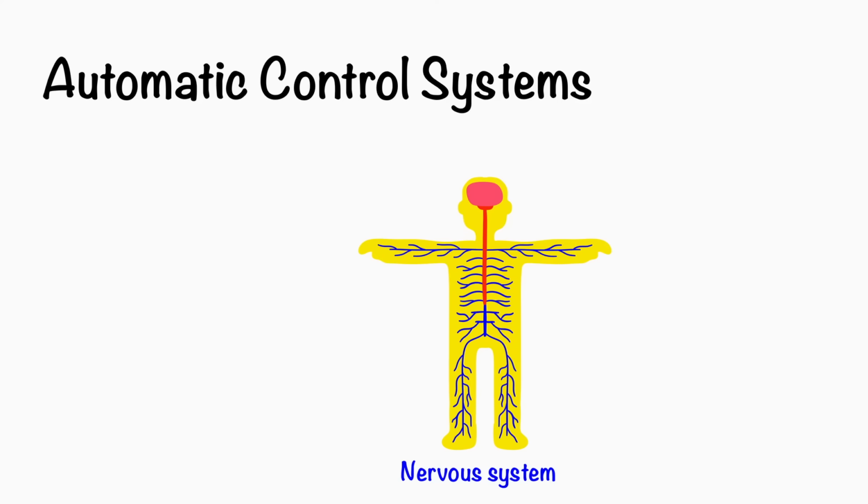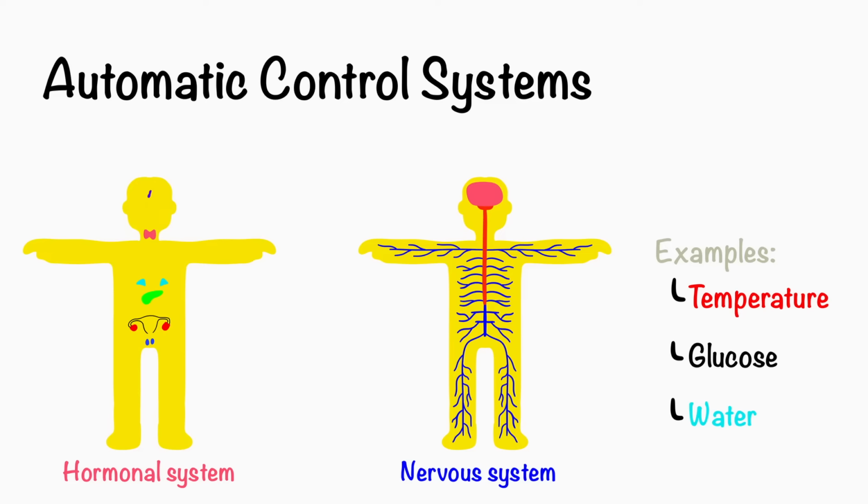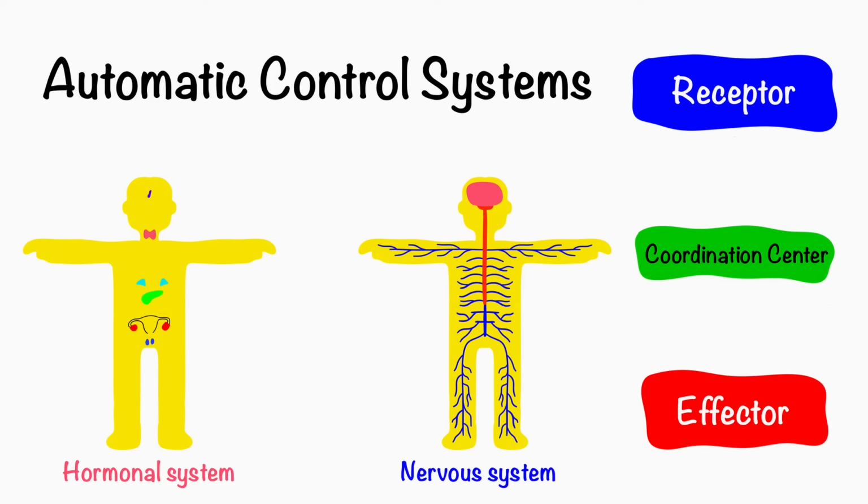Our bodies have several automatic control systems that regulate our internal environment. These include both nervous and hormonal communication systems. For example, there are control systems that maintain your body temperature, blood glucose level, and water content. All your automatic control systems are made up of three main components that work together to maintain a steady condition.